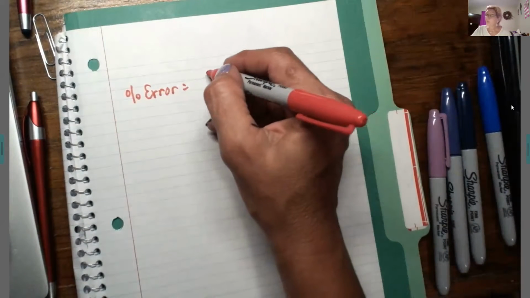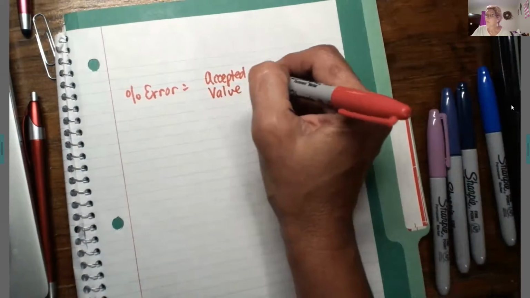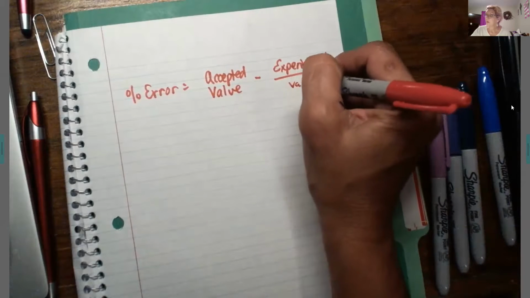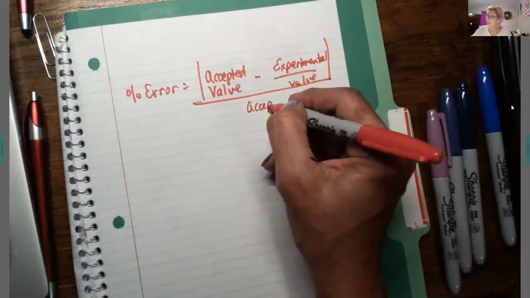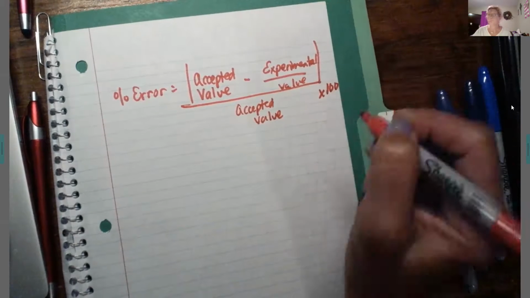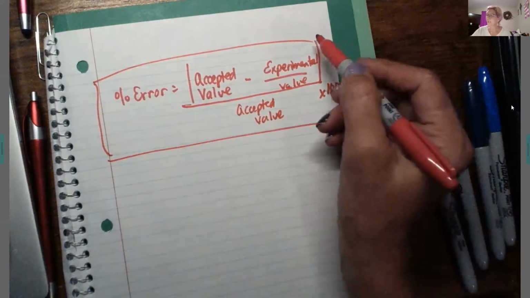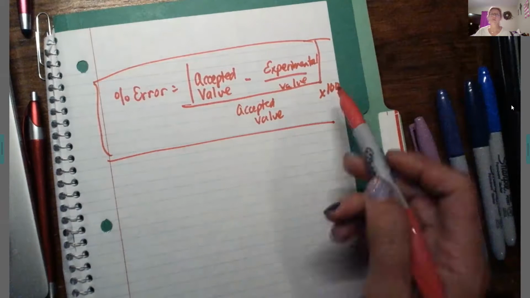Percent error. Now, you'll need to memorize this formula because you're going to use it so many times in my class. So the percent error is the accepted value or the known value minus the experimental value. And you take the absolute value of that, because if it's negative, you can just get rid of it. And you're going to divide that by the accepted value. And then you're going to multiply by 100. So you need to know this formula. You're going to use it over and over and over again. This will be on a quiz, and you have to write this formula.